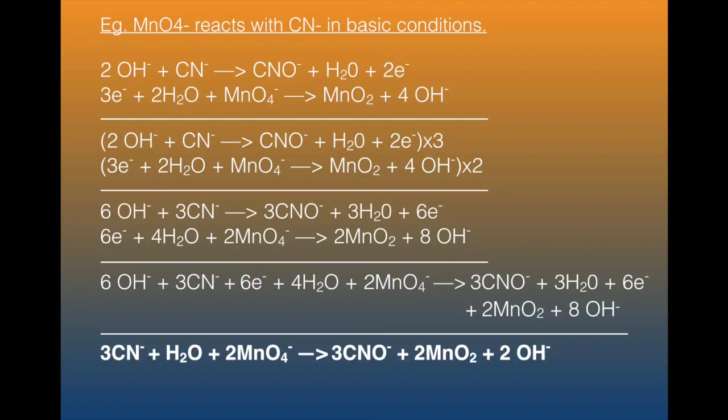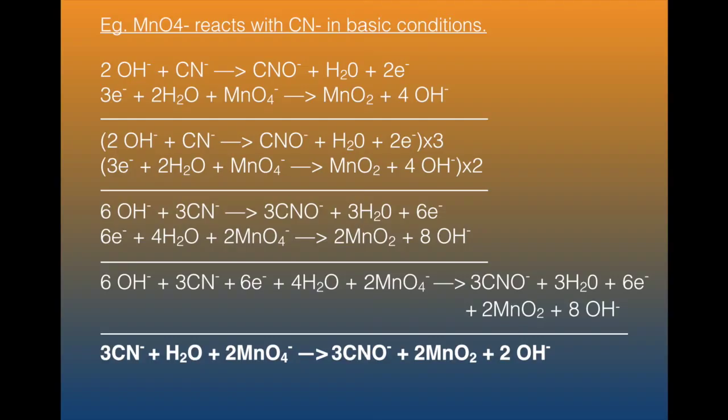An example, MnO4 minus reacts with CN minus in basic conditions. Tick, we've just done the 2 half equations, and that's in the first line of working. We times the CN minus to CNO minus by 3, and the permanganate to manganese dioxide reaction by 2 to both get them to have 6 electrons each.